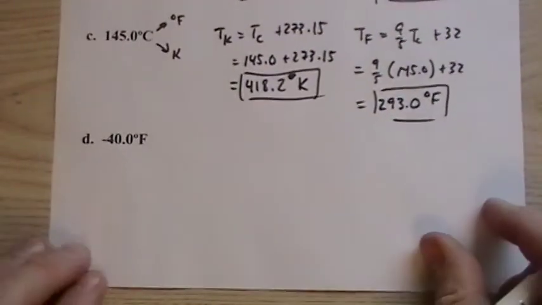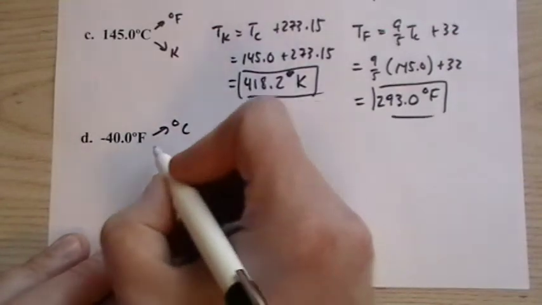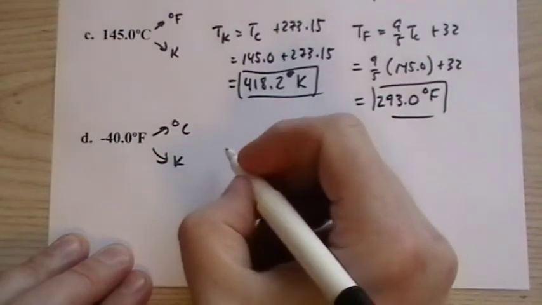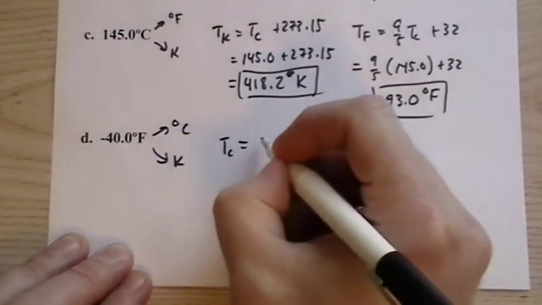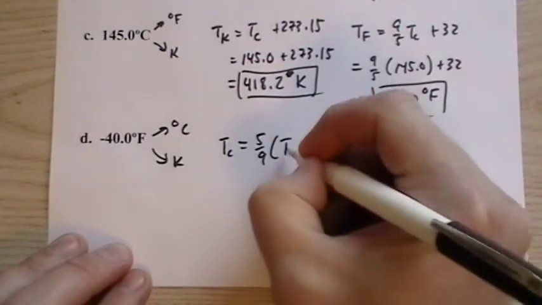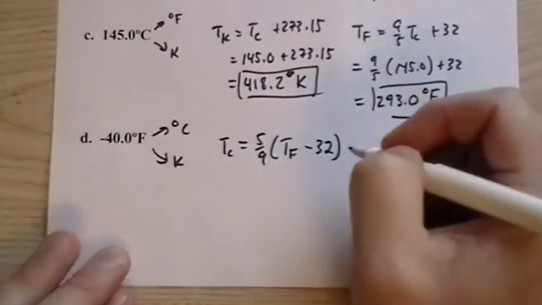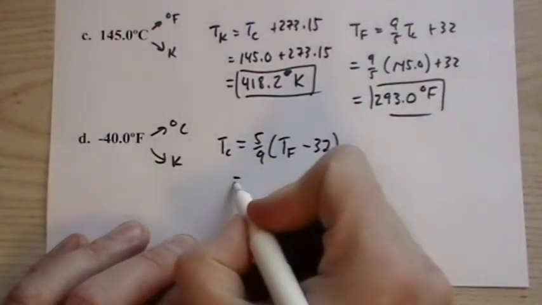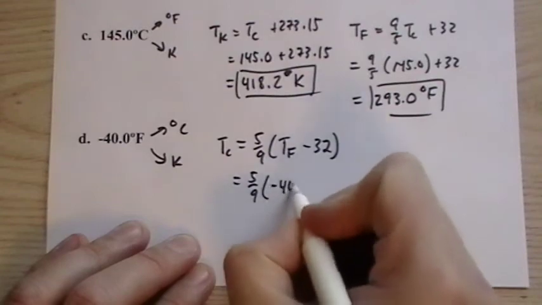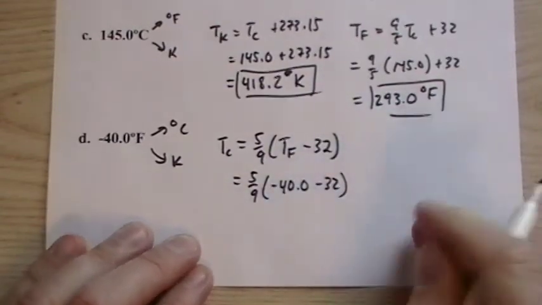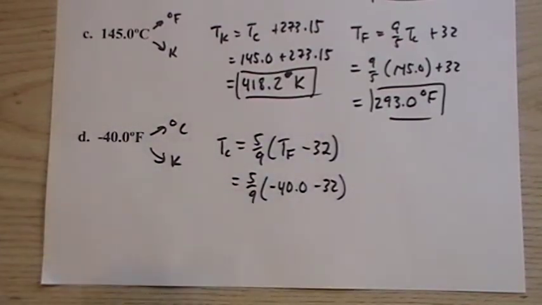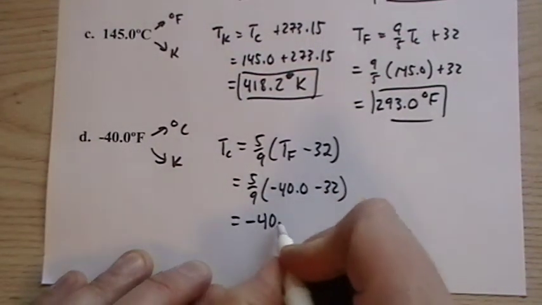And then finally, this one is a nice one to have here. Minus 40 degrees Fahrenheit, to see something unusual here. Now we have to go from Fahrenheit to Celsius. So we have to use this equation: 5/9 times minus 40 minus 32. Again, 32 is an exact number. So that's minus 72 in the parentheses times 5 divided by 9, and we end up with minus 40.